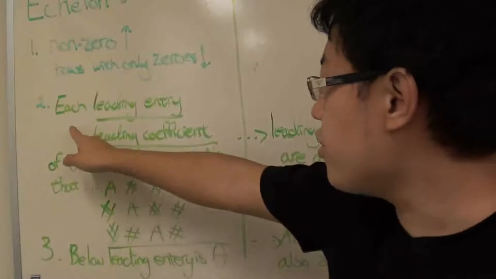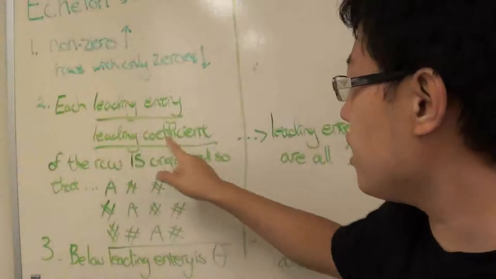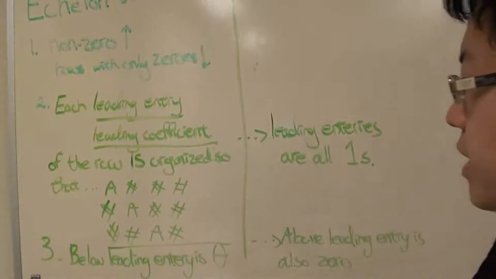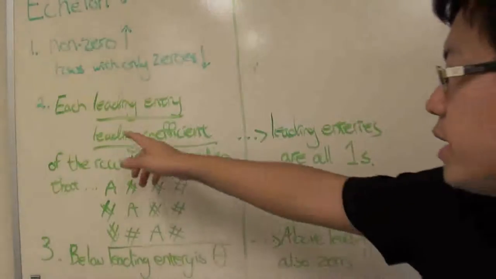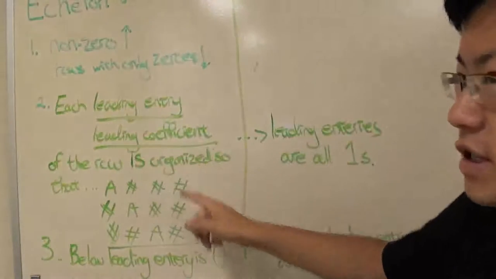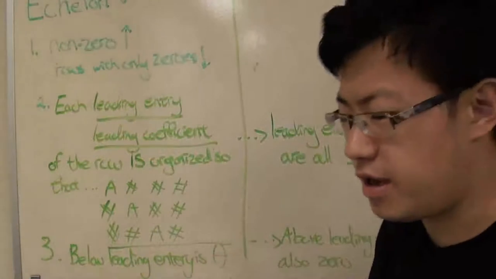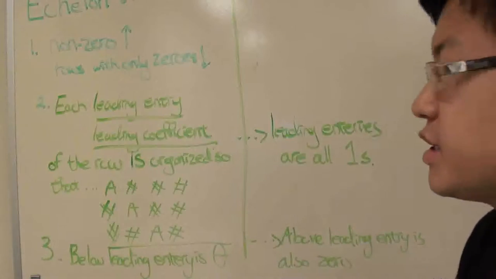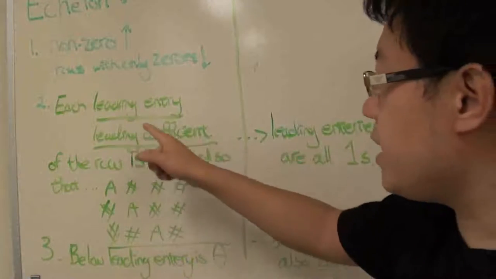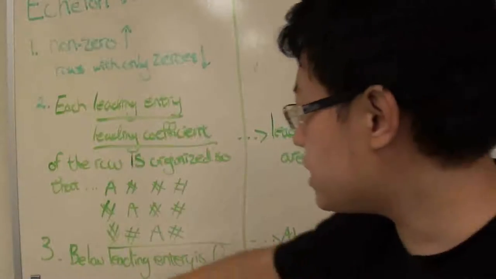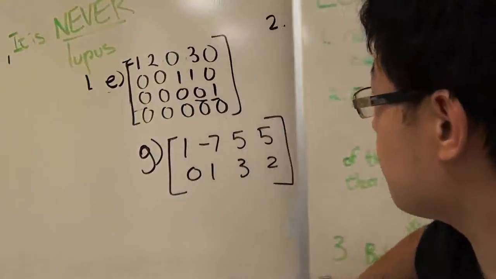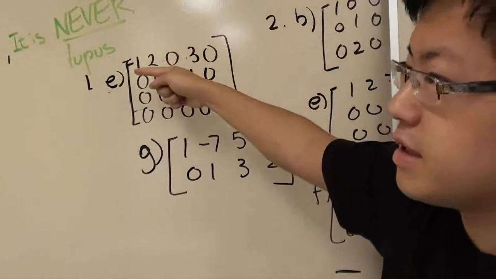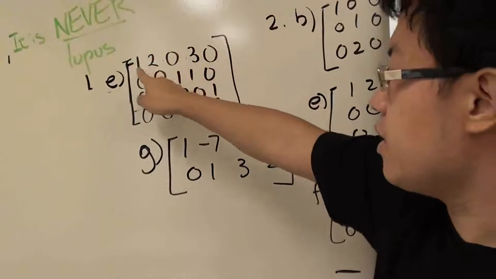And the second rule is that each leading entry or leading coefficient of the row is organized so that, and I'll talk more about it in detail. So before I jump into it, what is a leading entry or leading coefficient? Hopefully you know, because we are technically in 1.5 now. Leading entry simply means, anytime you have a matrix, what is the number farthest to the left? And that's all there is, right?